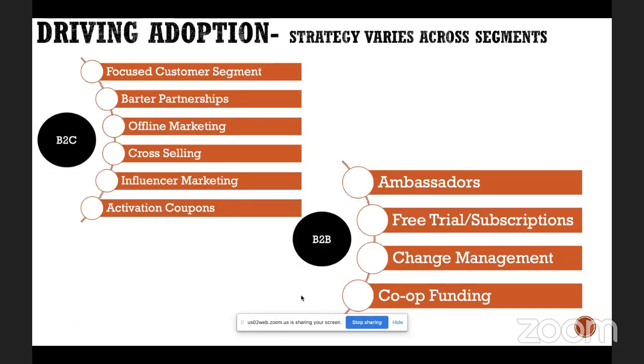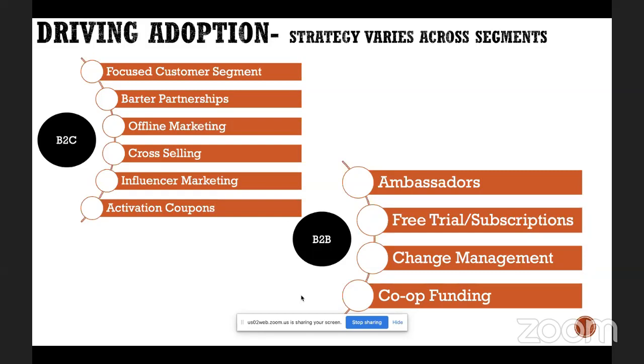Similarly, based on my experience, I have seen that the strategies that will work for B2C versus B2B may also differ. I'm working on consumer apps, and there are several strategies that we apply which work great. You do get a lot of customers excited about using your product.